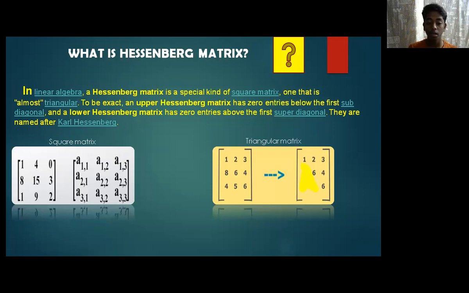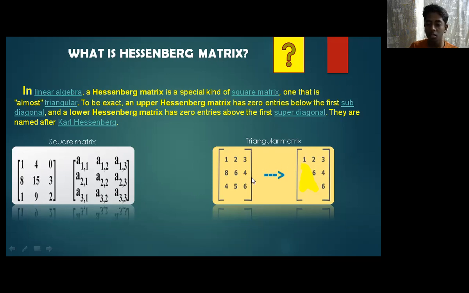They are named after the great mathematician Carl Heisenberg. So Carl Heisenberg is one of the mathematicians, and the Heisenberg matrix got its name after the scientist Carl Heisenberg. So this is a basic example of a square matrix, and we can visualize it.